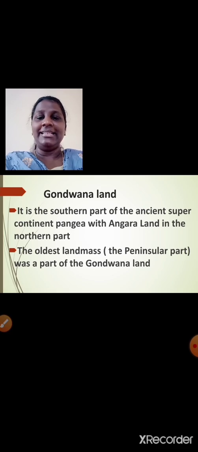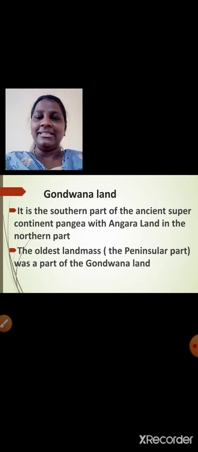Gondwana land is the southern part of the ancient supercontinent Pangaea. Just now we have seen the supercontinent Pangaea, right? So Gondwana is in the southern part of the ancient supercontinent. The oldest landmass, the peninsular part. Students, the peninsular part of our country, the Peninsular Plateau, was a part of the Gondwana land. So you can imagine Peninsular Plateau is the oldest landmass.